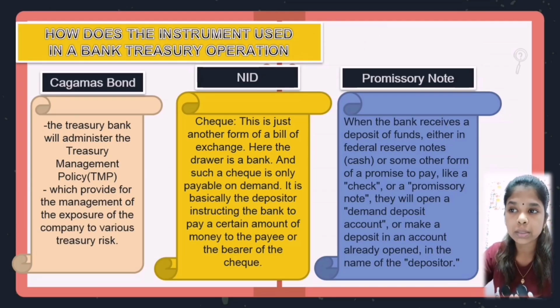Next, how are the instruments used in bank treasury operations? First, the Cagamas bond. The treasury bank will administer the treasury management policy (TMP), which provides for the management of the exposure of the company to various treasury risks.